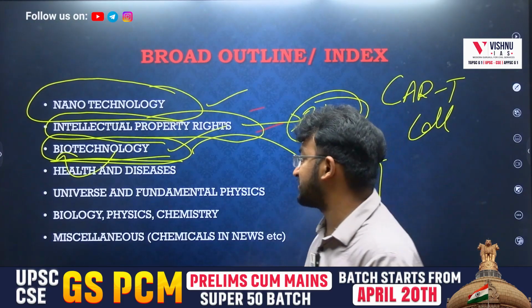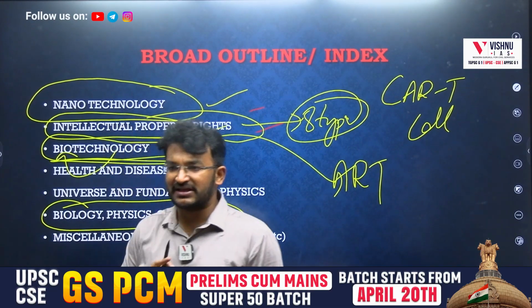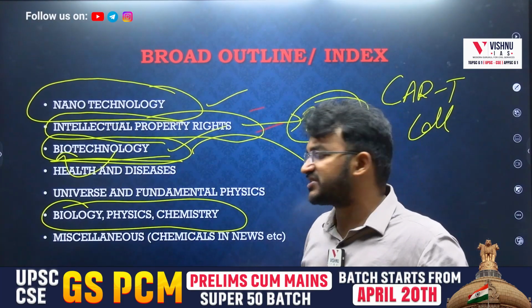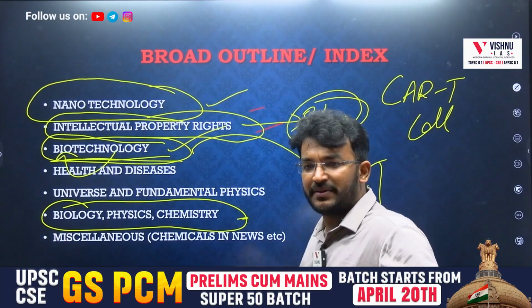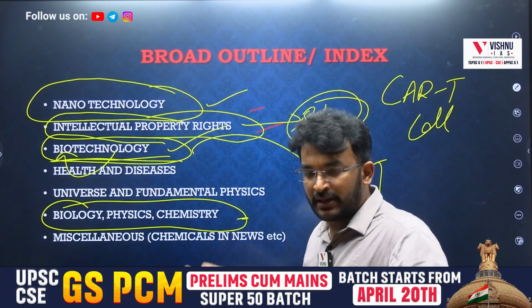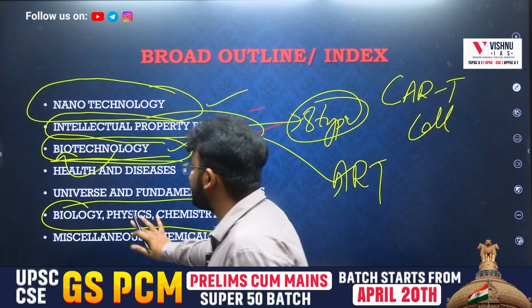Right? Next, we will be studying biology, physics, chemistry. This is basic biology, physics, chemistry. The return on investment on this chapter is less. Maybe in 14 questions, sometimes they might ask, sometimes they may not. But since we have seen some PYQs earlier, we need to follow this.